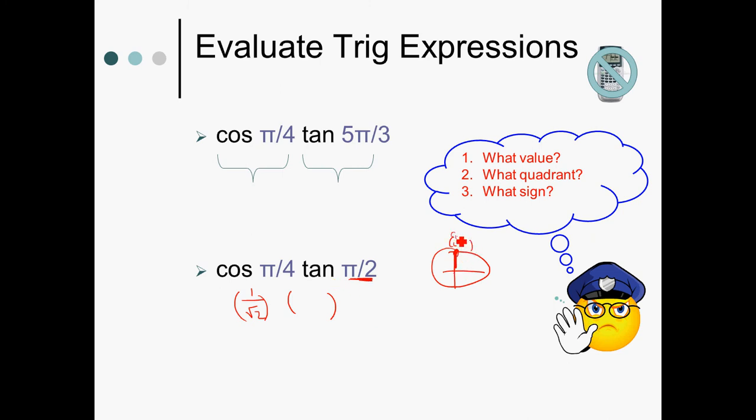This is cosine comma sine. Oh wait, that's undefined. Undefined times I don't care is undefined. Once you have undefined in one part of your trig expression, you are done. You cannot combine undefined with anything. You can't multiply it, you can't distribute it, can't add, can't subtract it, can't divide, can't nothing.